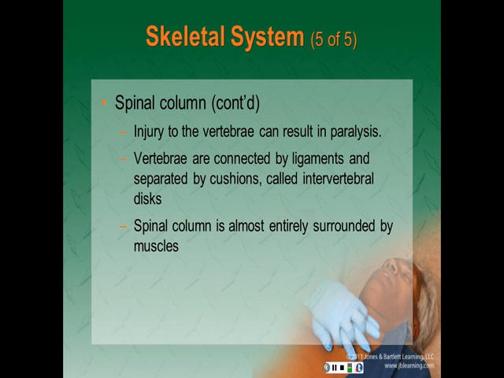Injury to vertebrae can result in paralysis. The front part of each vertebra consists of a round, solid block of bone called the vertebral body. The back part forms the bony arch. The series of arches form a tunnel called the spinal canal, which encases and protects the cord. The vertebrae are connected by ligaments and separated by cushions called intervertebral discs. And the spinal column itself is almost entirely surrounded by muscle.